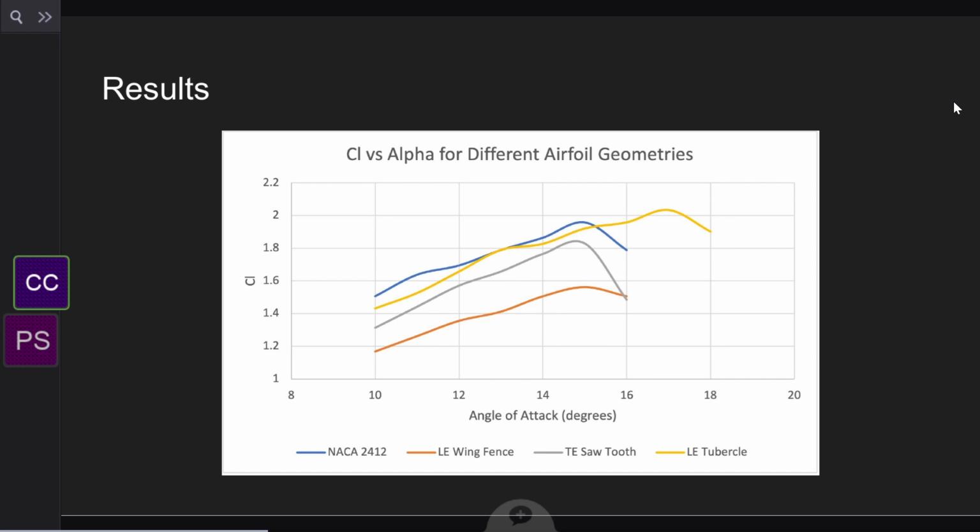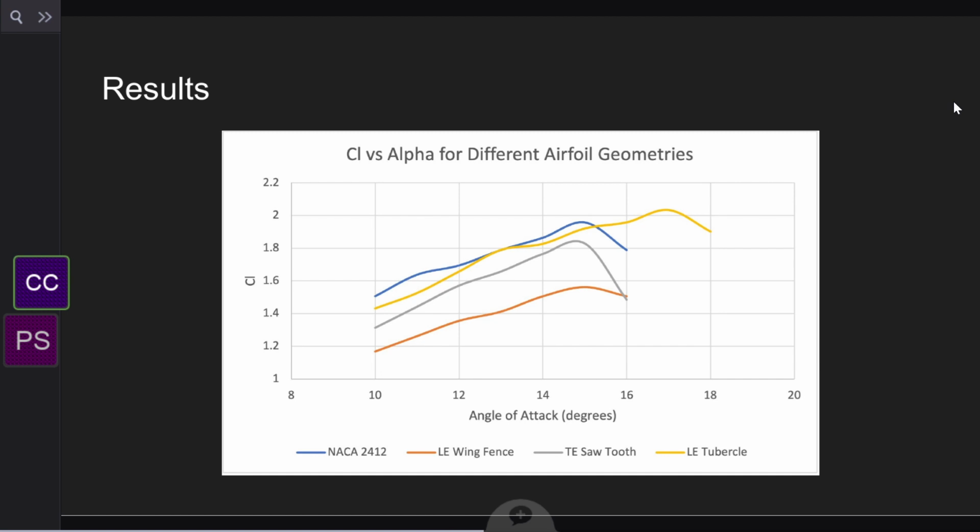It showed consistently higher coefficients of lift than the sawtooth and the wing fence. The sawtooth was the next best performer. It was slightly below the NACA 2412, but it showed a much higher drop off once it actually realized stall.